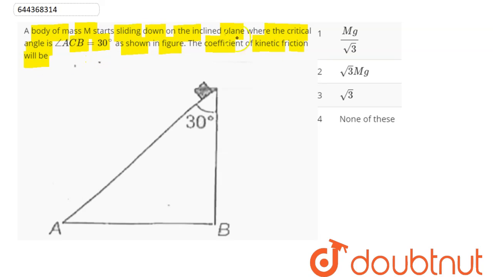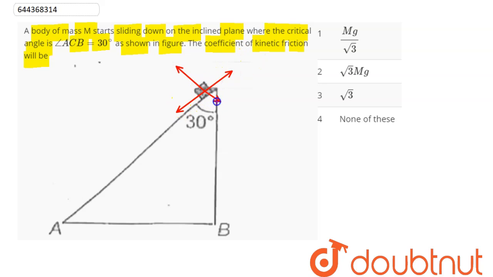So here it says critical angle, which here is the angle of repose, and here angle of repose means the body just starts sliding down at this angle. So downwards force acts as mg sin theta, upward force acts as friction. Since the body is sliding down, so friction shall act upwards.